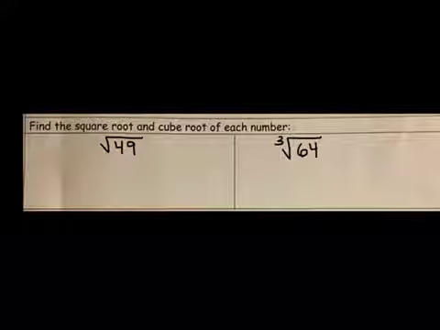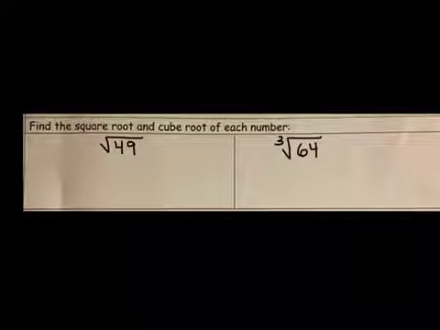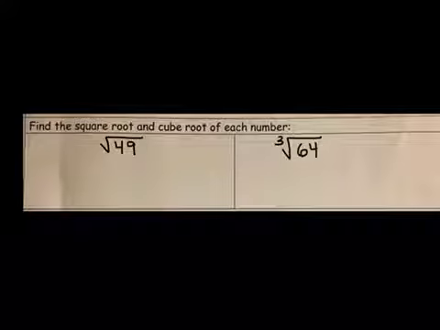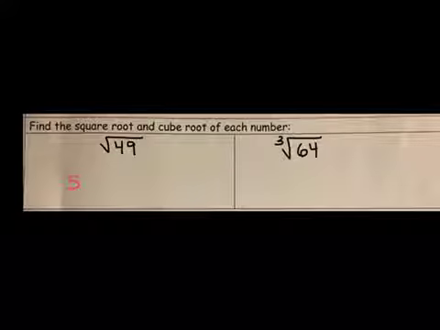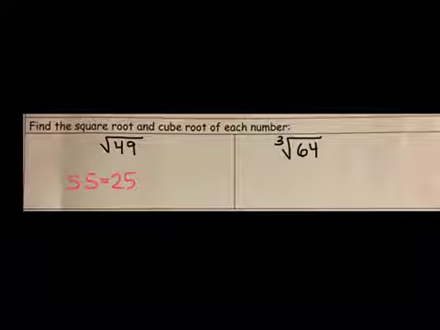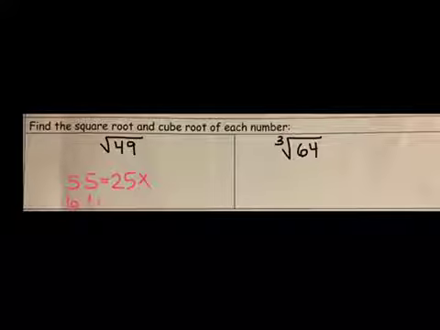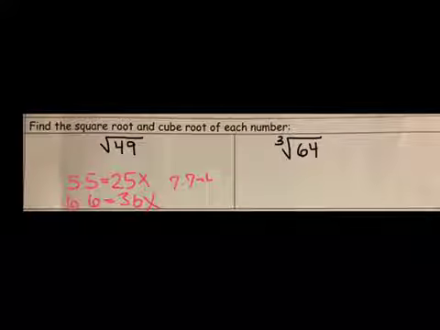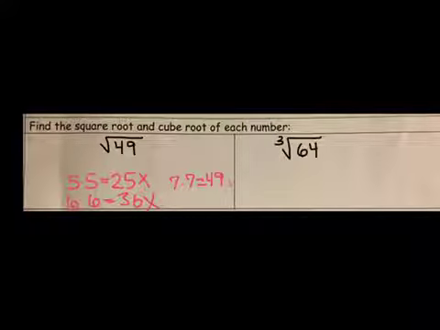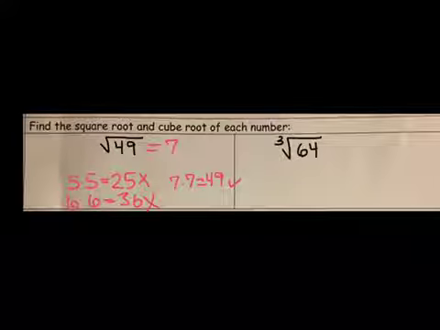Find the square root and cube root of each number. So for this first one, square root of 49. Now you might have this one memorized, you might not. So if you don't, an easy way to practice this is to just list some out. So I know 5 times 5 equals 25, so that's not it. 6 times 6 equals 36, that's not it. You know you need to go higher. 7 times 7 equals 49. So there we go. So the square root of 49 equals 7.